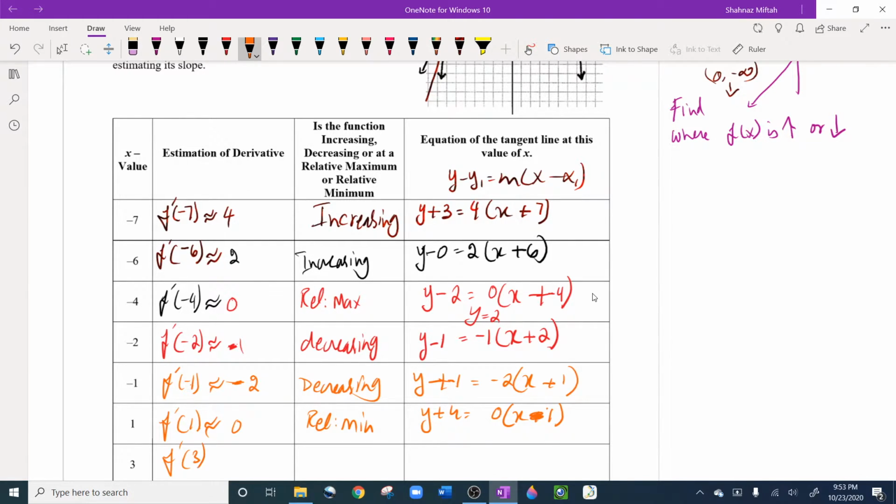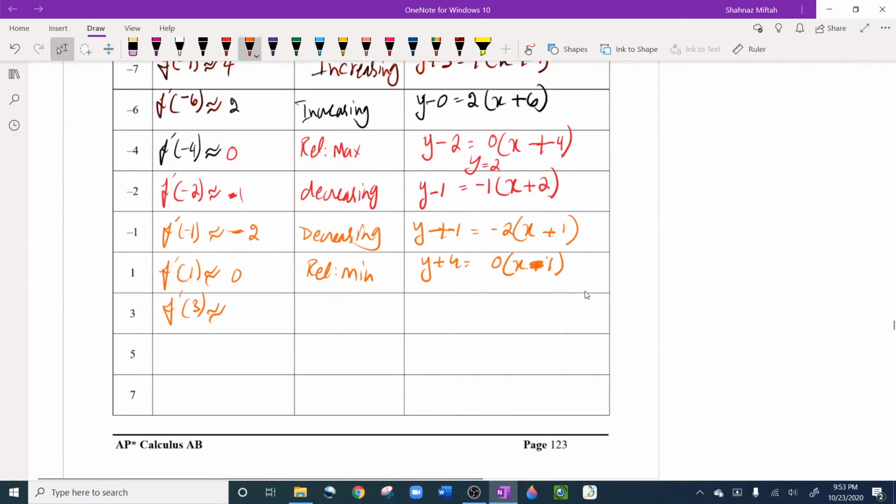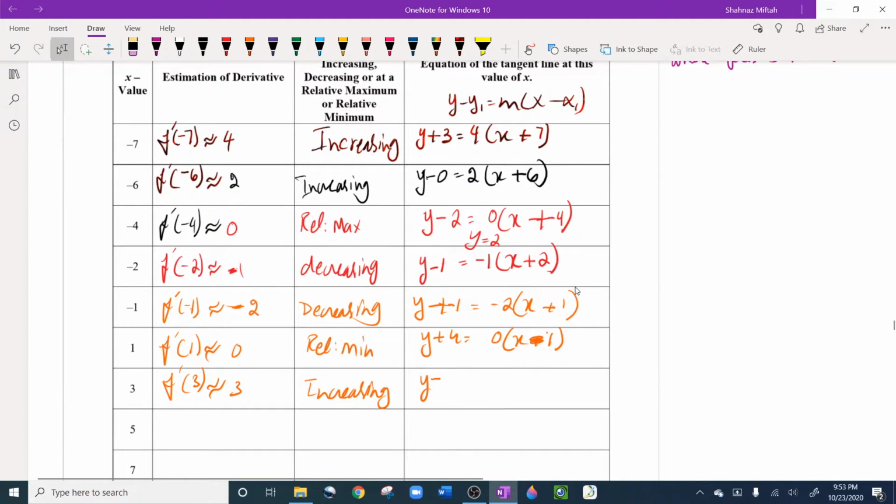F prime 3 approximation. Let's see 3. This is my 3, and I draw a tangent line that crosses this. So I'm rising 1, 2, and 3 and run 1. So the answer is 3 over 1. And it's increasing. And my equation is, what is the y value at 3? The y value at 3 is negative 1. So minus negative 1, which turns positive, equal, the slope is 3, x minus 3.